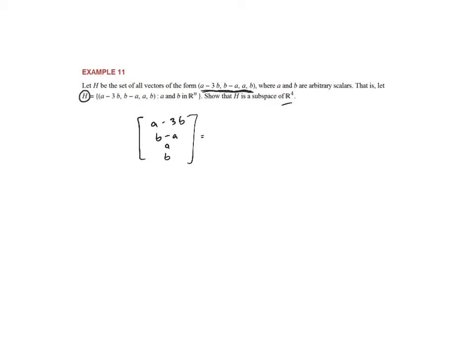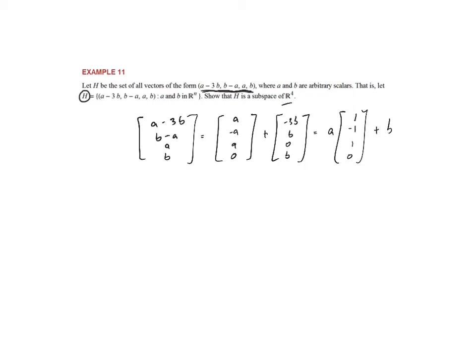And what we can do is we can first split this up into 2 vectors, one containing all the A entries and one containing the B entries. So the first vector here is A, negative A, A, and 0. And then the second vector is negative 3B, positive B, 0, and B. And in doing that, now I can factor an A out of that first vector, 1, minus 1, 1, 0. And I can factor a B out of the second vector, minus 3, 1, 0, and 1. And now, hey, I've got a linear combination of those 2 vectors.